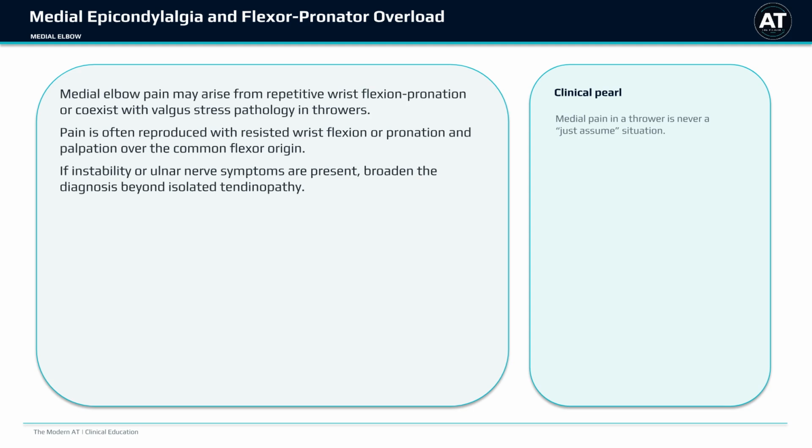Palpate the common flexor origin, test resisted wrist flexion and pronation, assess valgus sensitivity when appropriate, and screen the ulnar nerve. Isolated overload may respond to loading. Instability or nerve symptoms may need referral.